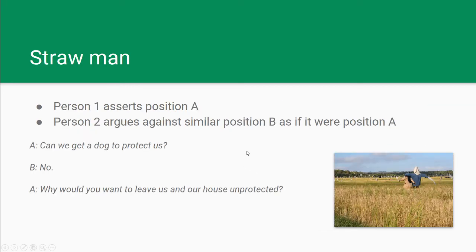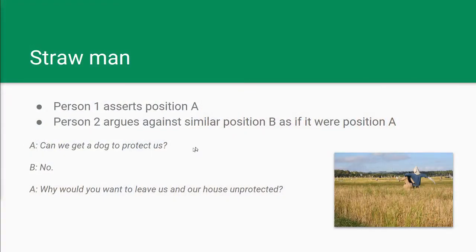All right, let's look at straw man arguments. Here's how a straw man argument works. Person 1 asserts position A. Person 2 argues against a similar position B as if it were position A. So the idea here is to make it look like that person 2 is arguing against position A, but they're setting up a similar position B.